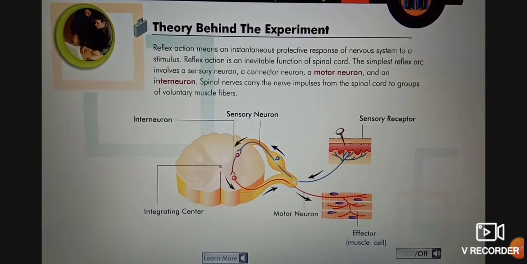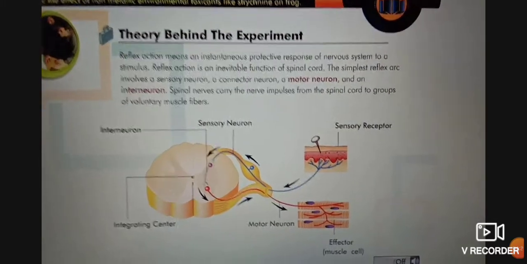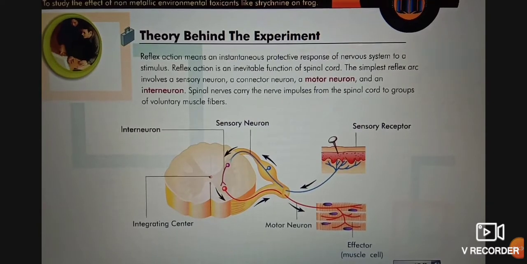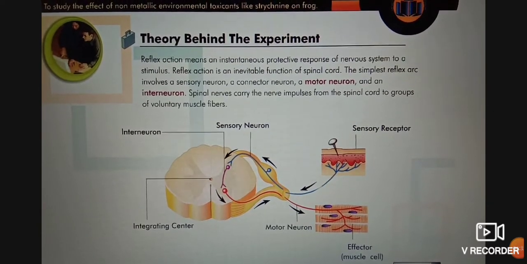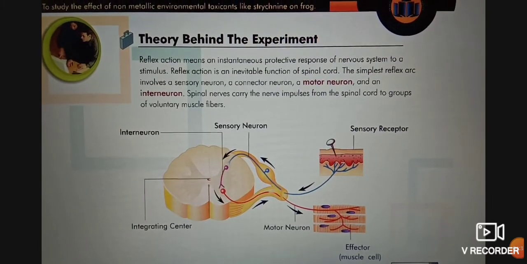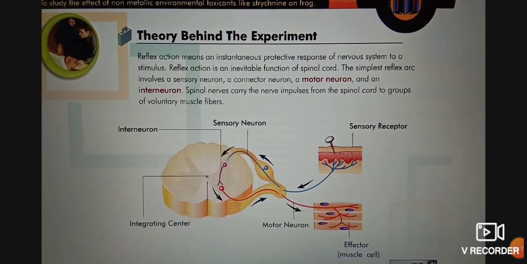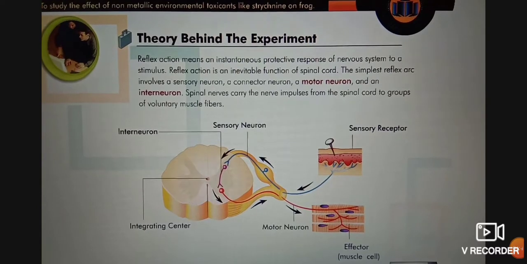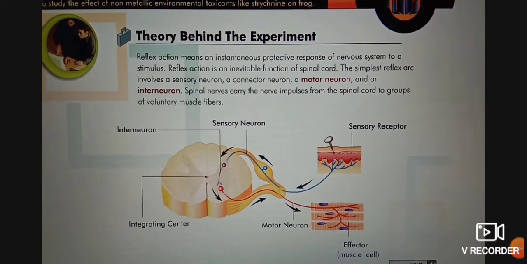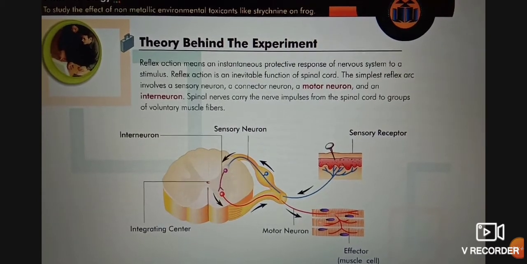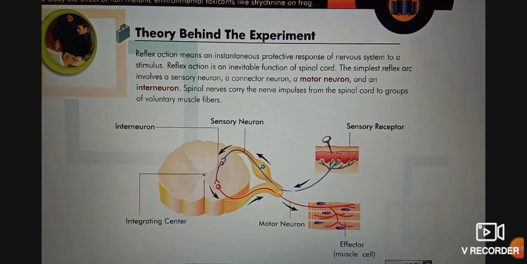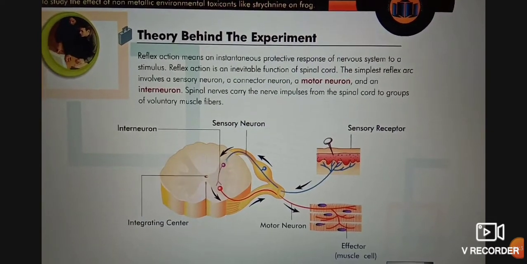Reflex action means an instantaneous protective response of nervous system to a stimulus. Reflex action is an inevitable function of spinal cord. The simplest reflex arc involves a sensory neuron, a connector neuron, a motor neuron, and an interneuron. Spinal nerves carry the nerve impulses from the spinal cord to groups of voluntary muscle fibers.